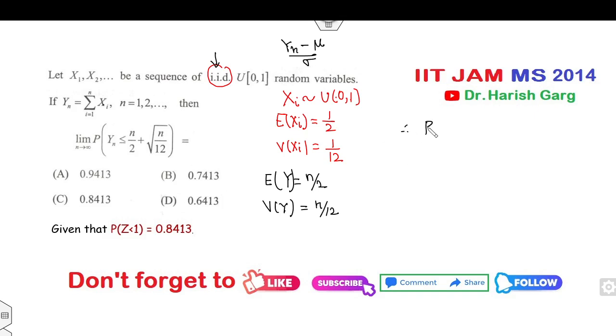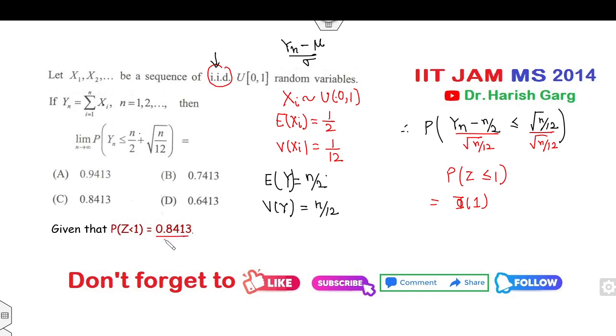Fine. So now I can say probability of yn, I can subtract the mu, that is n by 2, on both sides. It is root n over 12. Now you can divide both sides by the standard deviation. You will get z less than 1. So what is this number? Z less than 1 means CDF of 1. It is given to you as 0.8413 in your examination.